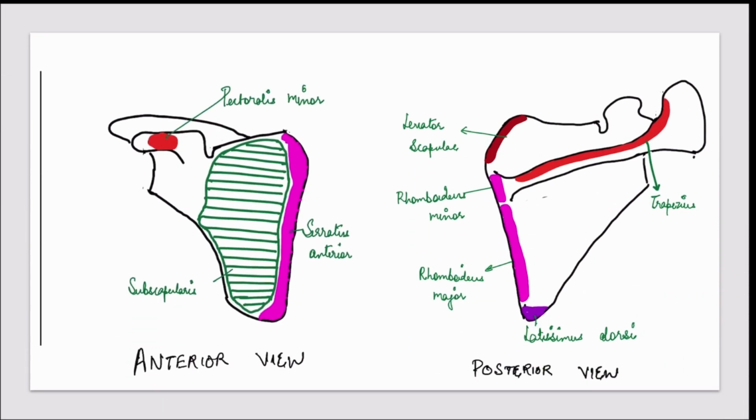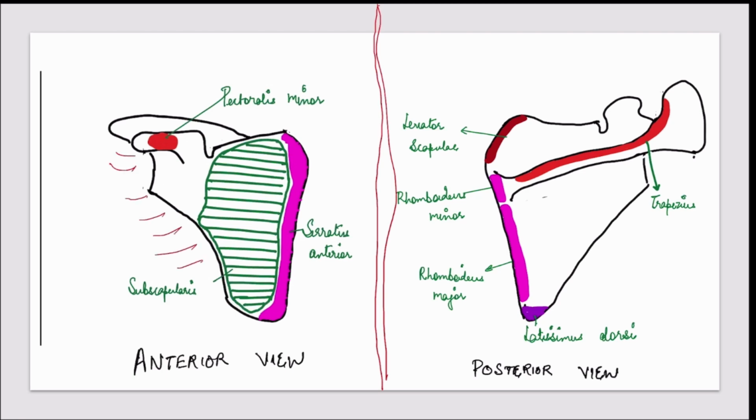These are the various muscle attachments on the scapula. First is the anterior view, second is the posterior view. So let's suppose this is the midline like this. Midline means the spine is there. This is the spine, and then here will be the ribs like this.